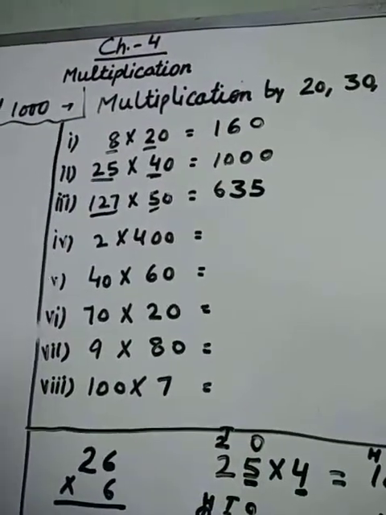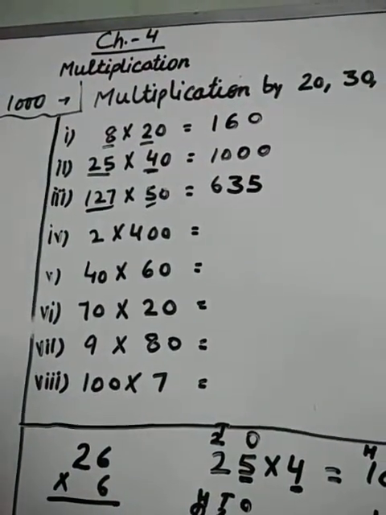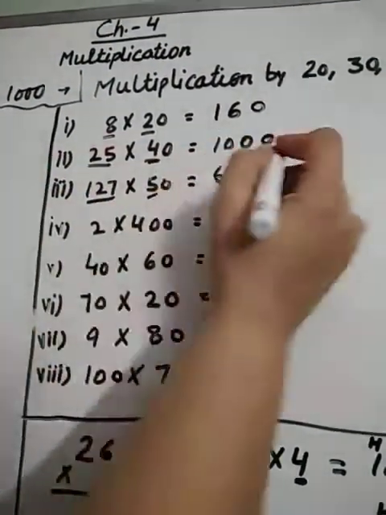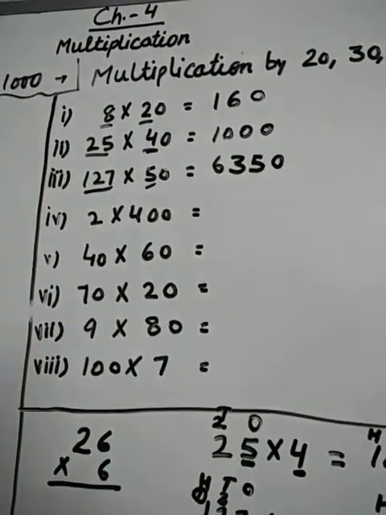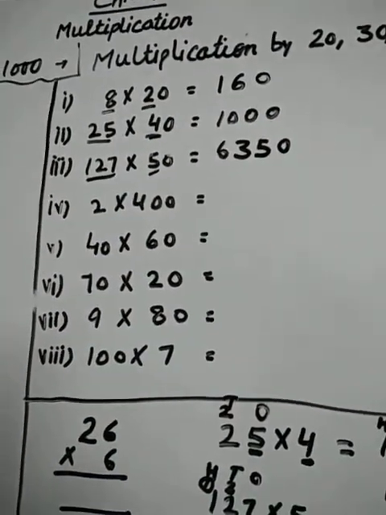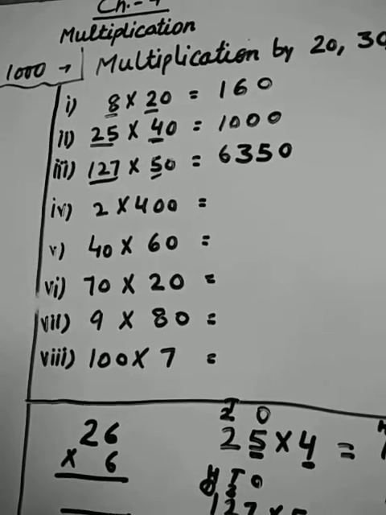But this is not the answer. Now you can see how many zeros there are? Only 1. So I will put the 1 zero here. So my answer is 6350.